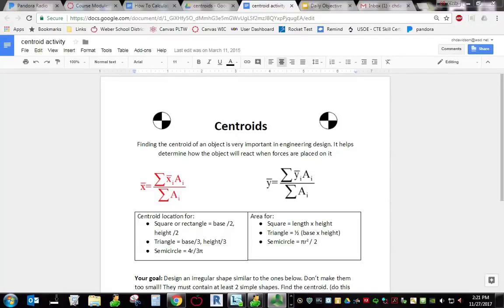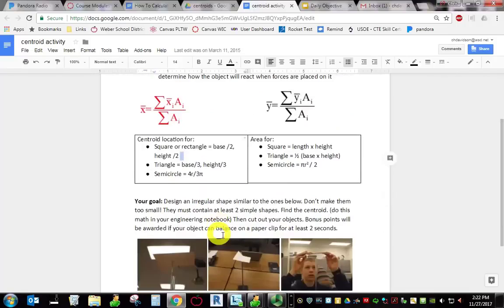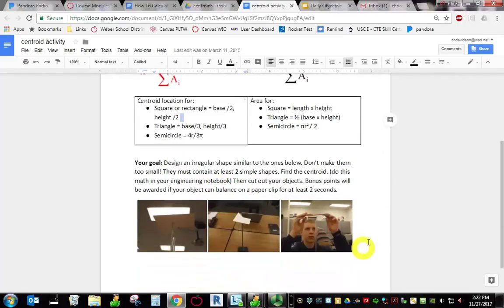And then finally, the last thing you'll do is on your Centroids worksheet. You might be looking at a version that's slightly different, but read through the instructions. You are going to create a simple centroid. It doesn't need to be really complicated. Read through the instructions and the requirements, do your math in your notebook, and then you're physically going to make it out of a piece of cardstock, and then you're going to balance it on top of my little centroid tester.